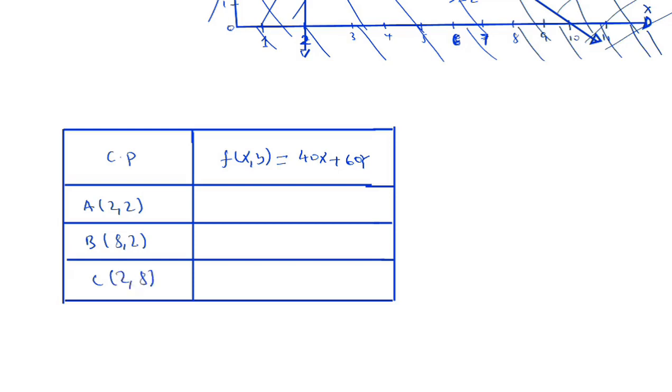Okay, so solving the maximum function for point A, the value is going to be 200. For point B, the value is going to be 440. For point C, the value is going to be 560. Okay, so point C gives the maximum value of the function, which is the profit. Okay, so therefore Zelda must buy 2 oranges and 8 mangoes for the shop owner to realize the maximum profit.